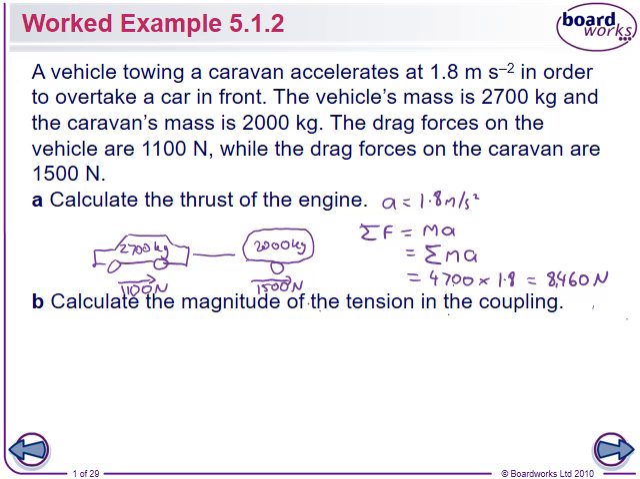So all our forces added together give us 8,460 newtons. Anytime you have an acceleration, that acceleration is caused by your net force. Now this net force, we need to work out what it is comprised of. What are the forces acting here? We've got the drag forces. Good, so the drag forces are pulling it backwards. What else have we got? The engine thrust pulling it forwards.